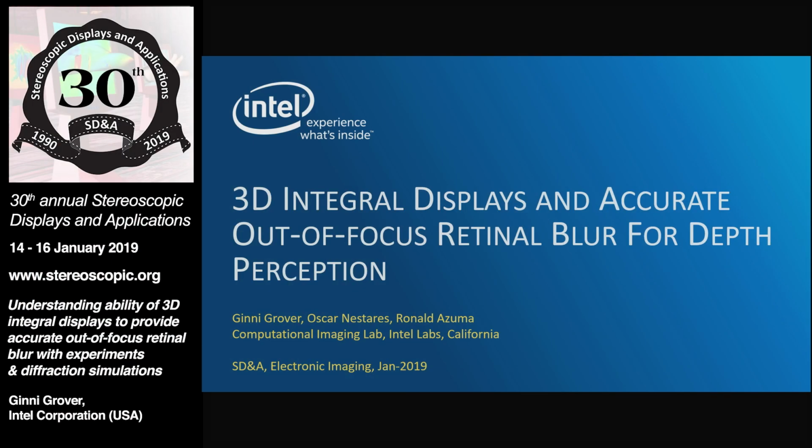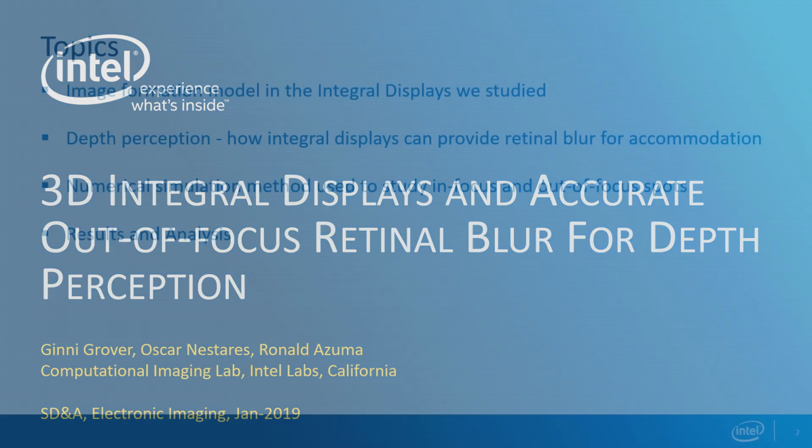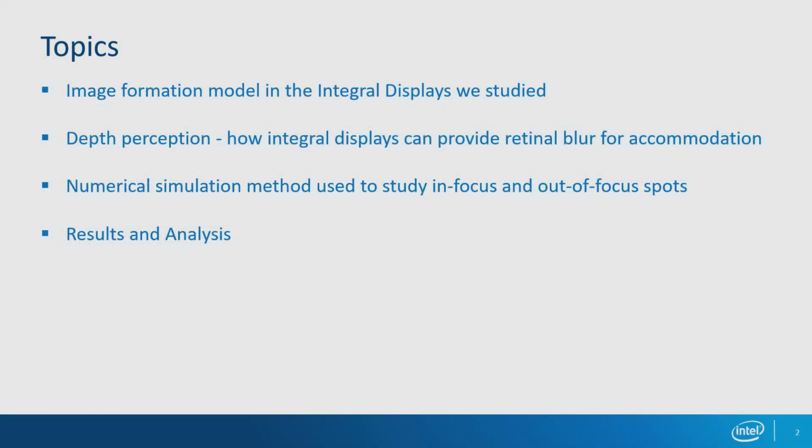Today, I'm going to talk about integral displays and their ability to provide correct retinal blur or depth blur for depth perception. So my talk is divided in 4 sections. First, I'll talk about the image formation model that I've used in the study of integral displays. Second, I'll talk about the important depth cue used in human vision called retinal blur or depth blur, which stimulates accommodation. And then third, I'll talk about the simulation method which I've used to study these in-focus and out-of-focus spots, and then finally summarize with results.